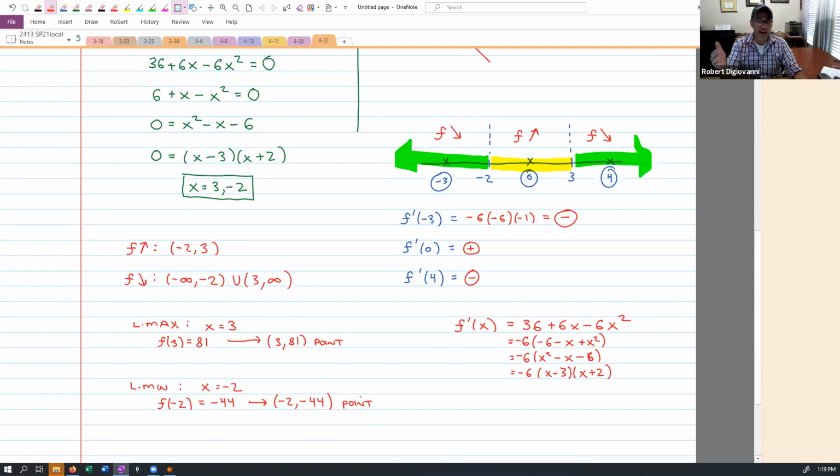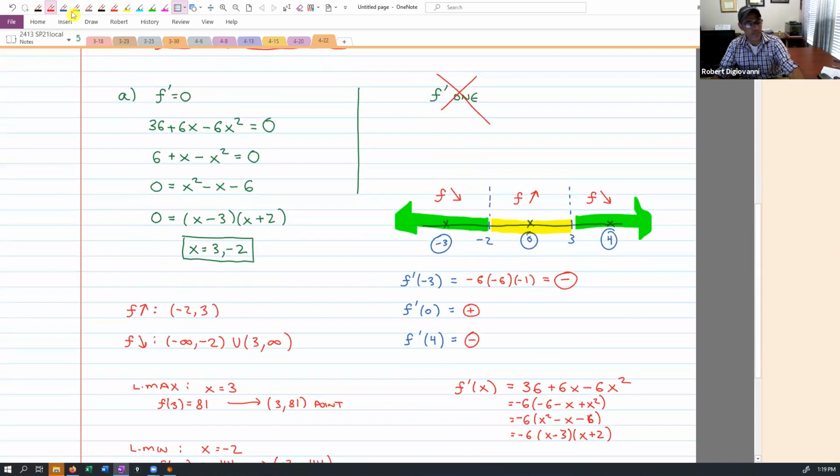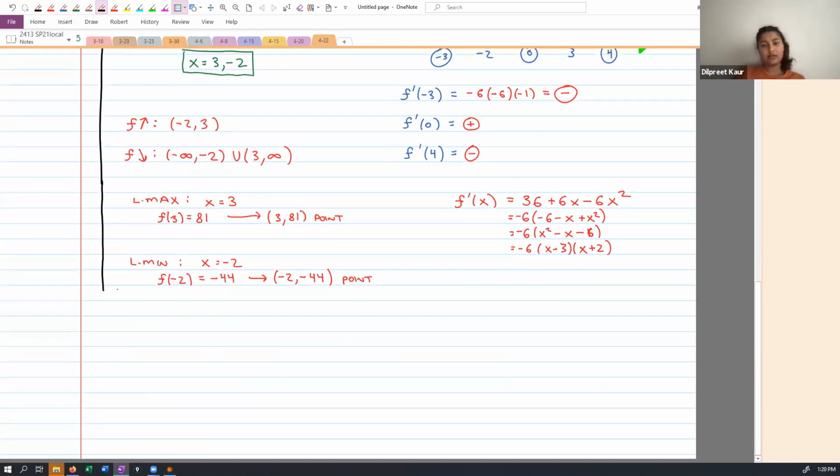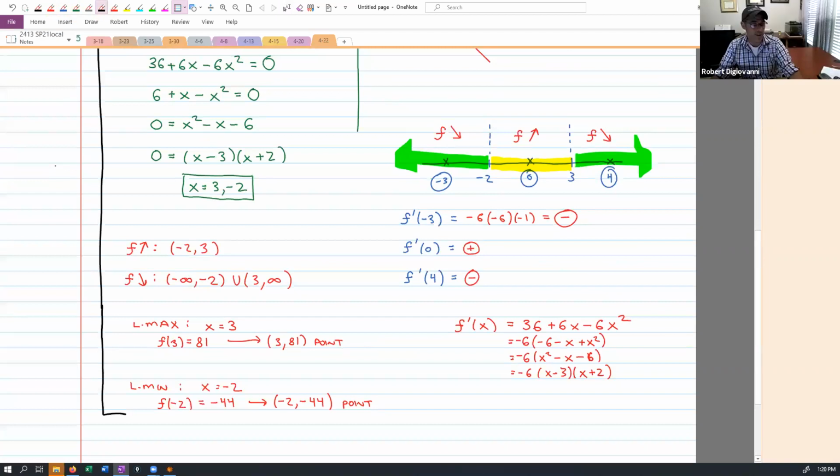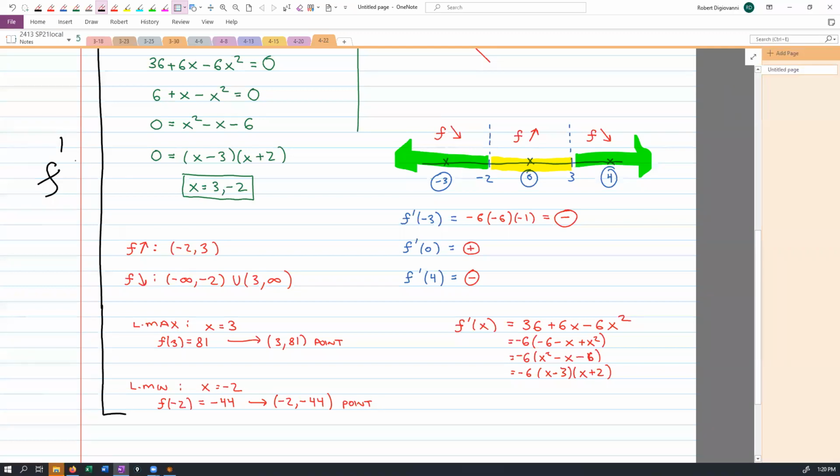The only way we can find absolutes is if we're on a closed interval. That was the first section from this chapter. Okay, are we good? Everything we've just done is part A, and everything we did here had to do with the first derivative. Was there a question?